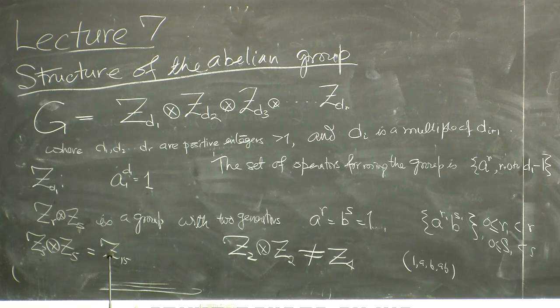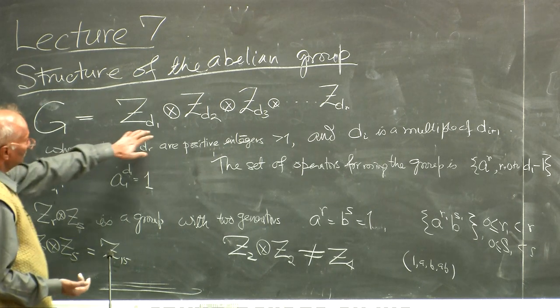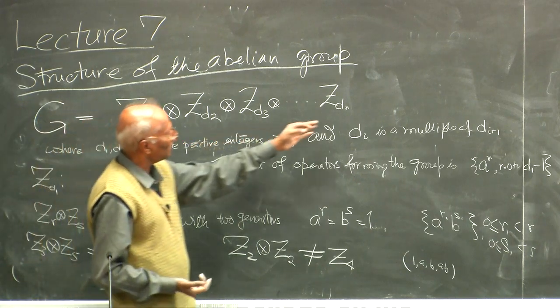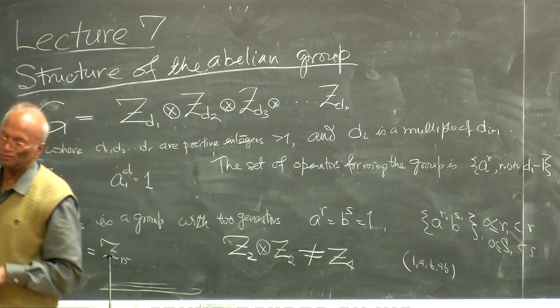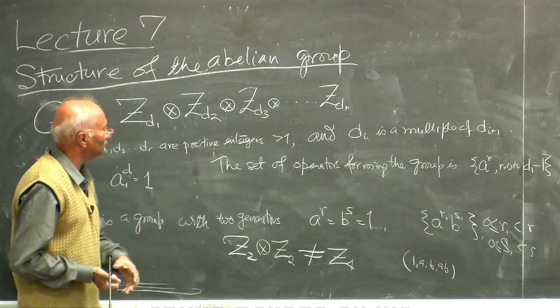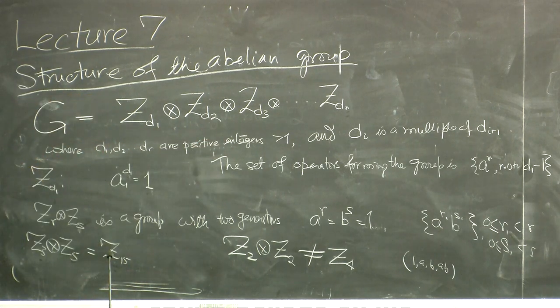Okay? So this says that, given a finite group, you can always write it in this form. That didn't seem to me very surprising. But it says, in addition, d1 can be chosen to be a multiple of d2, and d2 will be a multiple of d3, and d3 will be a multiple of d4. And that is an extension of this argument.